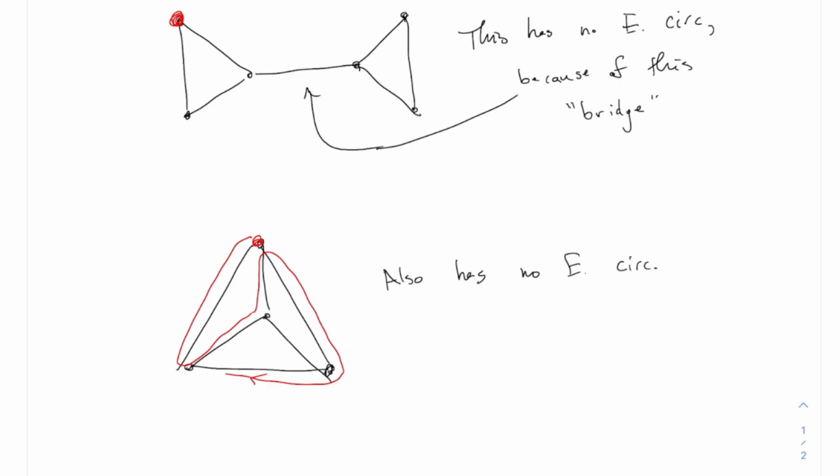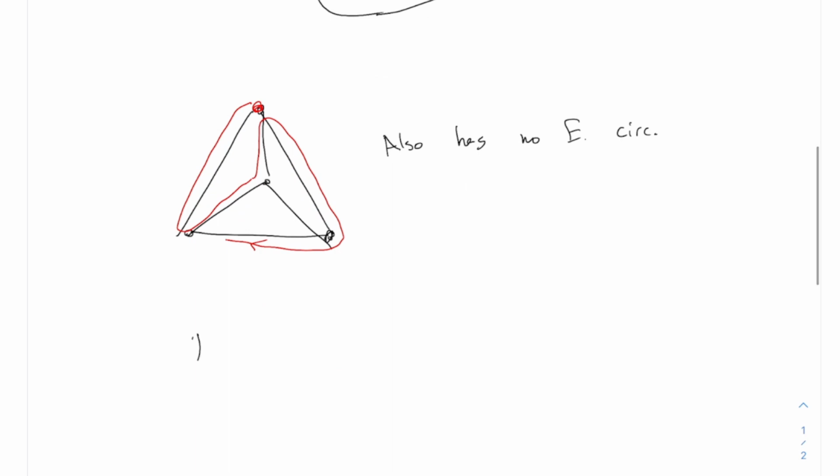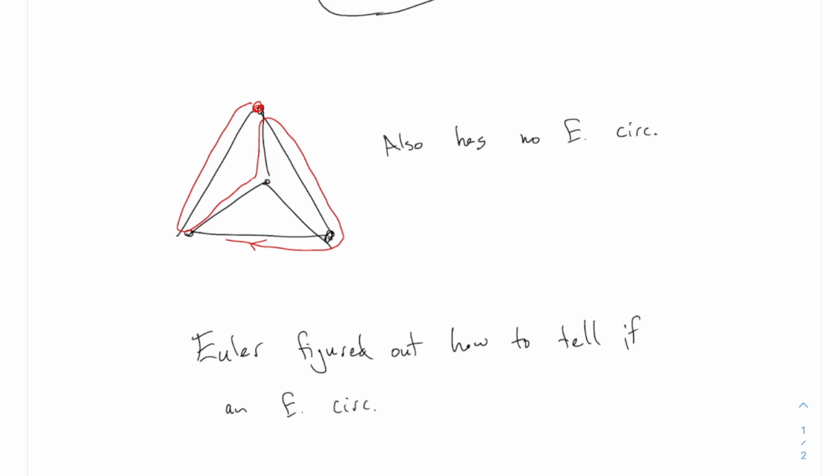All right? But it turns out, and our main thing to talk about for the day, there is a very easy way to just look at a graph and immediately tell whether there is or is not an Euler circuit. And before I get to that, I will just say, Euler figured out how to tell if an Euler circuit exists. This is why it's named after him, because he proved the theorem that says the Euler circuit exists when this and this and this. And it's easily identifiable features of the graph.